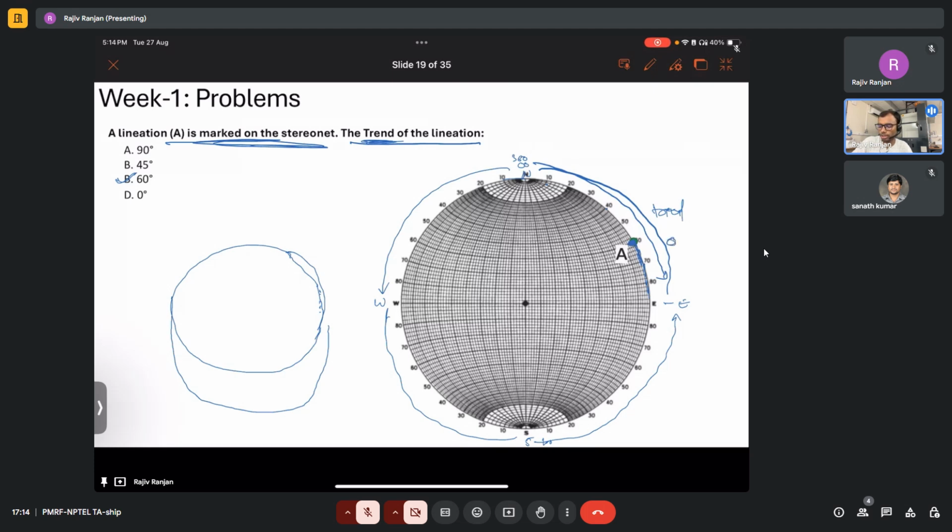Suppose it would have been here. If it would have been here, the plunge amount would be almost 10, 20 and 30 degrees. So it will be around 30 degrees. So that is how we try to understand the stereographic projection of a plane, of a point, sorry.